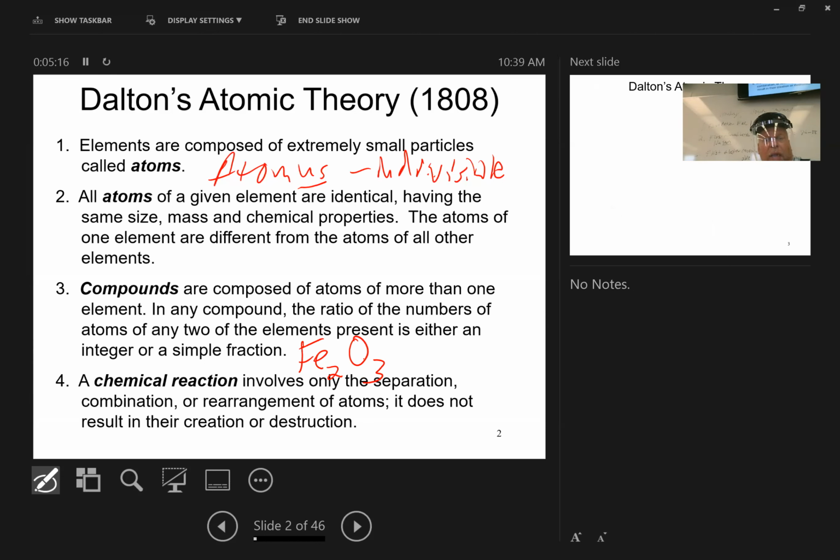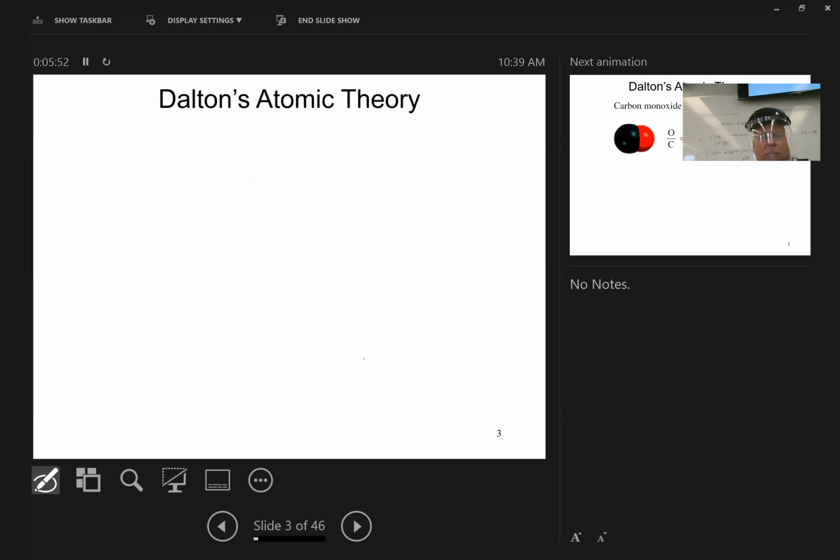And the next one, the chemical reaction involves the separation or recombination, rearrangement of atoms. It does not result in their creation or destruction. So if we look at that, that is one of the laws of thermodynamics, that elements and compounds are not created or destroyed. Matter is not created or destroyed. It's merely rearranged. Okay, so in some respects, this goes hand in hand with more modern science, but that's Dalton's atomic theory.